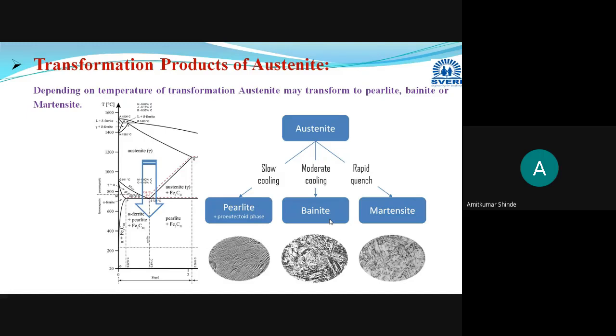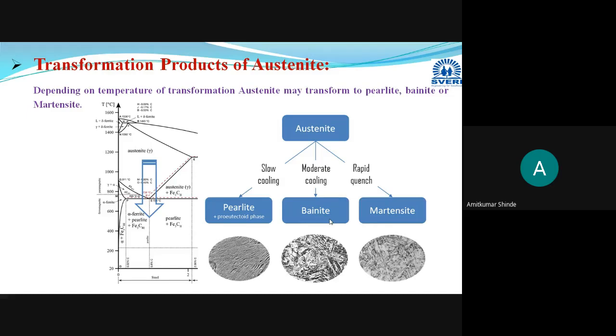Okay, good morning all. From last lecture, we have started the heat treatment of the steels, and in the previous lecture, we discussed the concept of heat treatment: how exactly heat treatment is conducted, what the objectives of heat treatment are, and the different steps involved in the heat treatment process.